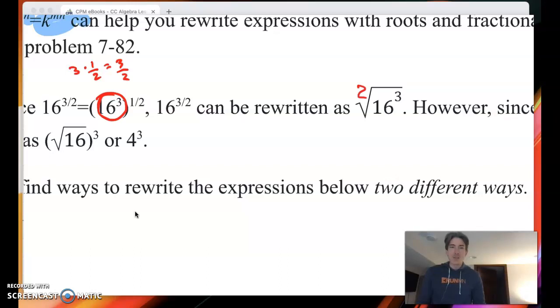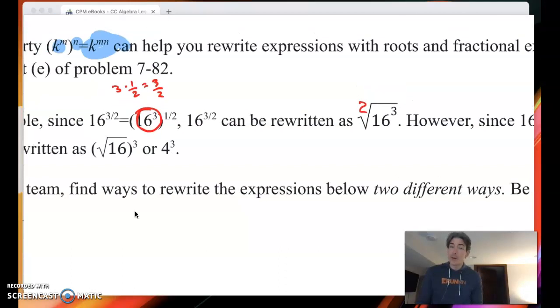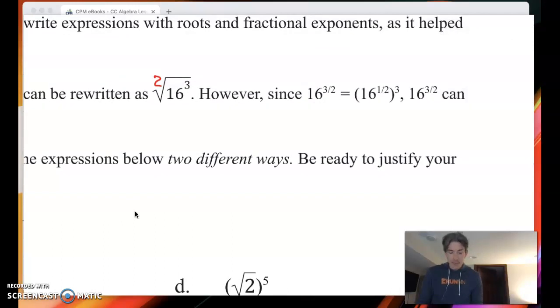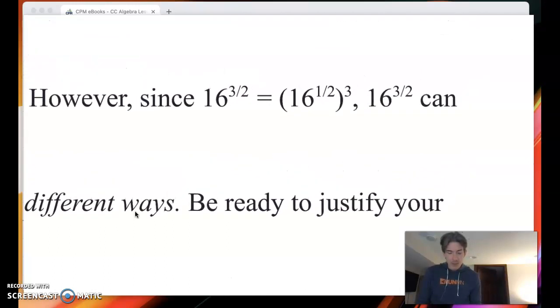But that's like saying the square root of 16 to the third power. Notice the third power is under the radical symbol. One more time, I can flip-flop those. We saw 3 to the 1/2, right? But here's 1/2 to the third, because again, 3 times 1/2 makes 3/2.